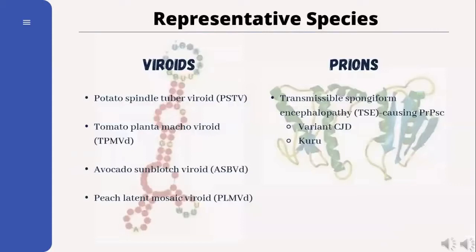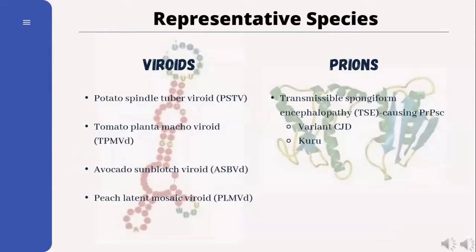Here are some representative species under viroids and prions. Under viroids is the potato spindle tuber viroid that infects potatoes, causing stunting in the plant as well as malformation and cracking of tubers. The tomato planta macho viroid causes the loss of chlorophyll in disfigured and brittle leaves, which also leads to having very small tomatoes.